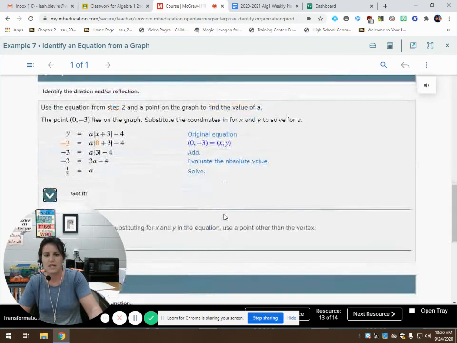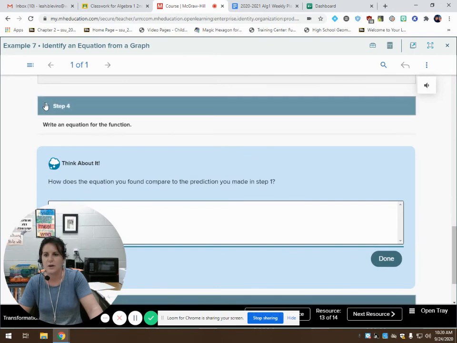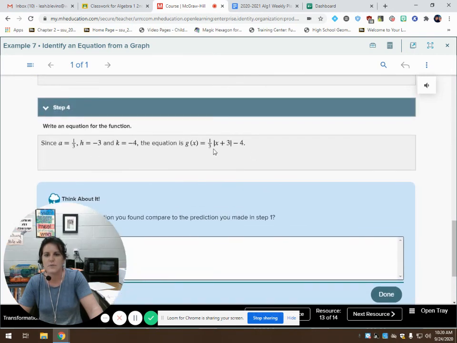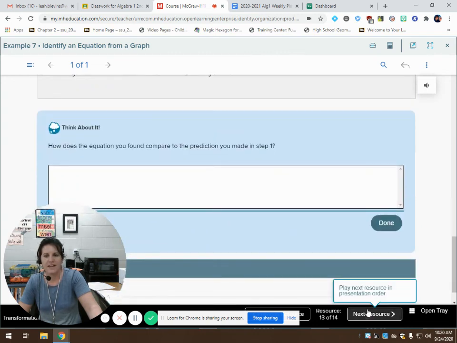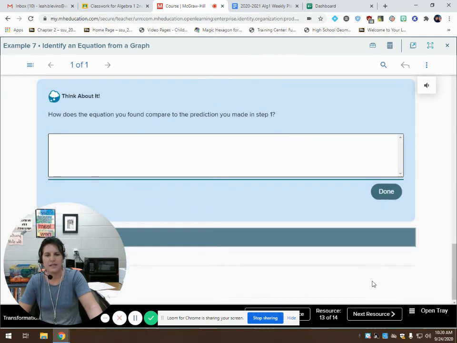So either way you go, we get the same answer, and our equation is 1/3 times the absolute value of x plus 3, minus 4. And that takes care of it. And that is our final example for today.